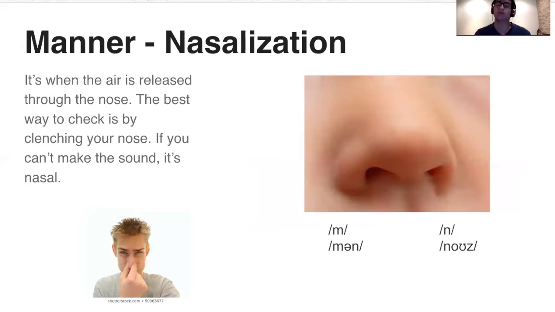Now, the last thing to consider about manner is the nasalization, and this is basically to think whether the air is passing through my mouth, through my oral cavity, or is it going out through my nose, through my nasal cavity. Now, the best way to check this is to clench or close your nose. If you cannot make a sound with your nose closed, then it's definitely a nasal sound.